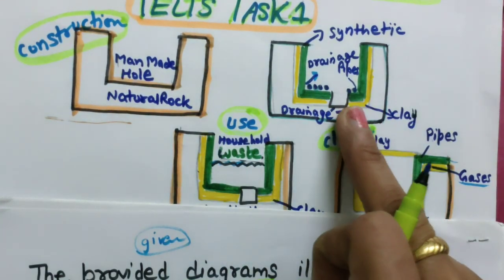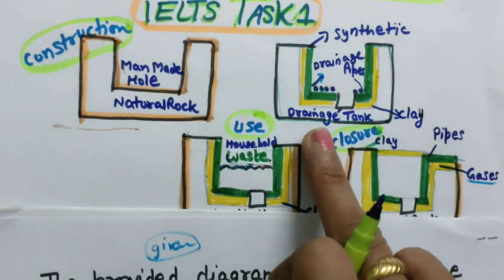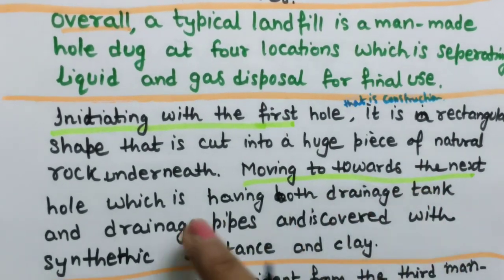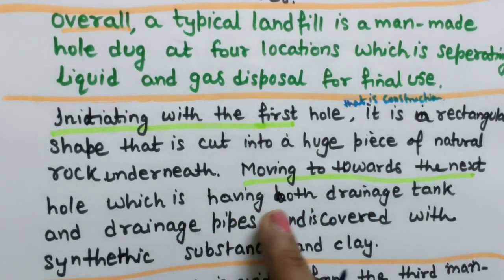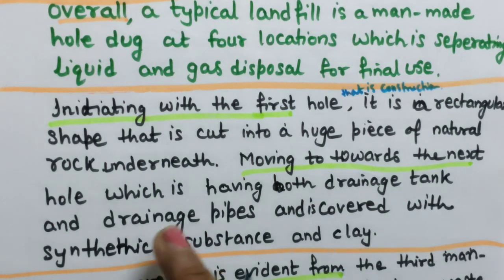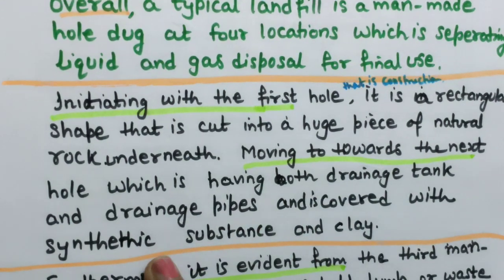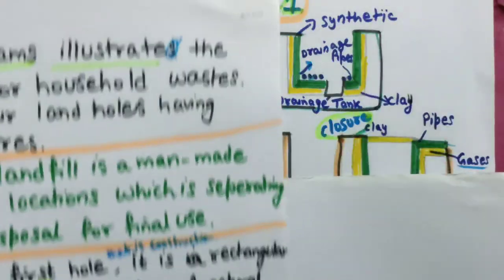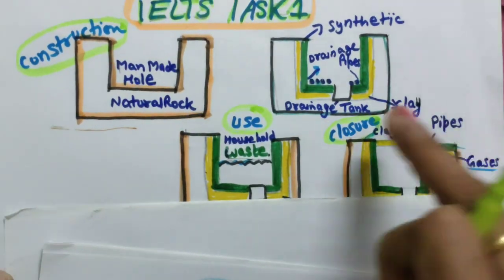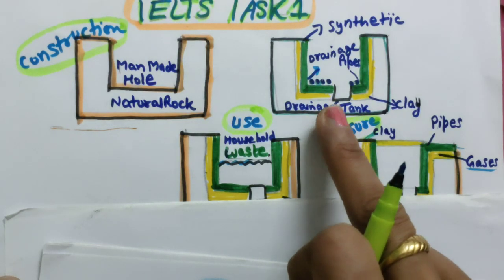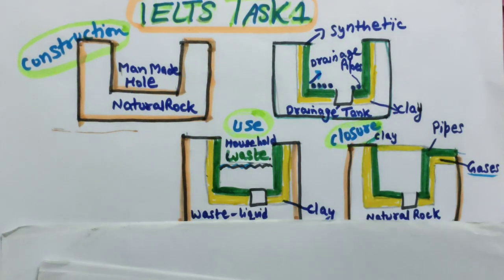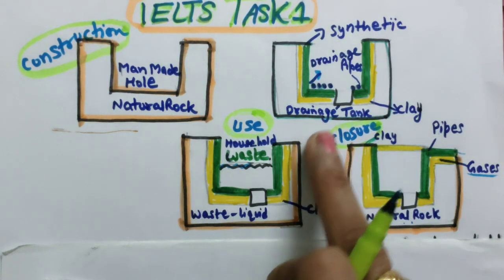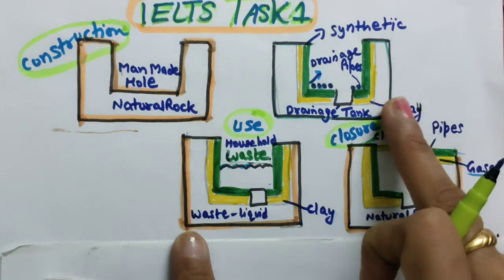Now I will be using synthetic, drainage pipes, drainage tank and clay. Okay, so second, moving towards the next hole, which consists of both drainage tank and drainage pipes and is covered with synthetic substance and clay. Everything I have written over here, because the actual procedure I also can't explain, so whatever I can understand, I have written it. Those who are from a technical background, engineers and all, can easily explain more, but whatever I know, I have explained it.